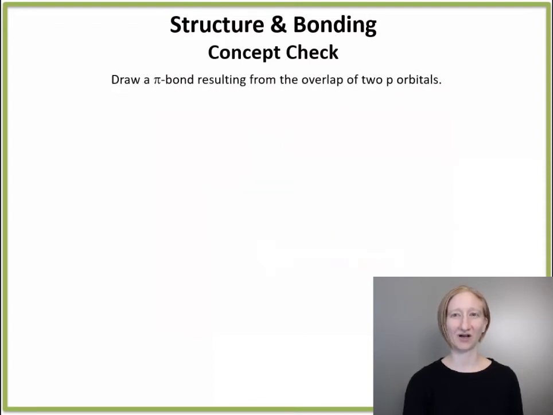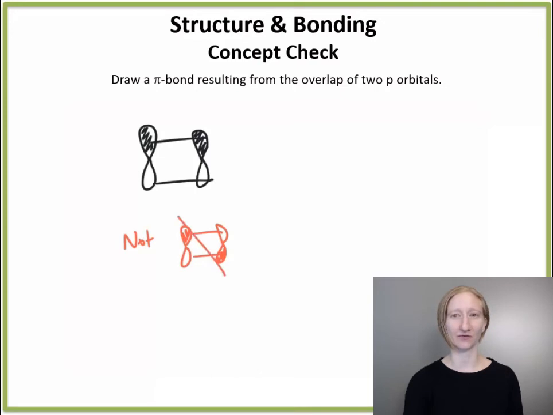Here you're asked to draw a pi bond resulting from the overlap of 2 p orbitals. We'll start by drawing 2 p orbitals oriented so that the lobes of the same phase can overlap, and then we'll indicate that overlap with lines connecting the 2 pairs of lobes. So a line connecting the 2 shaded or black lobes and a line connecting the 2 open or white lobes. The lobes must be in the same phase to overlap or to form a bond.